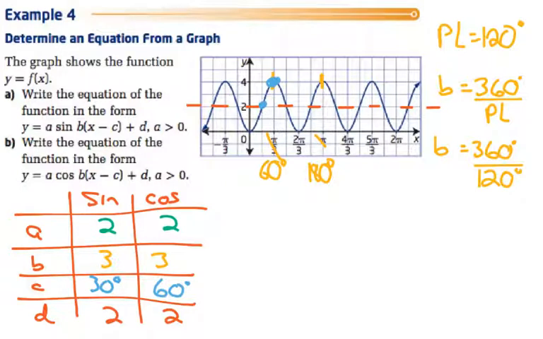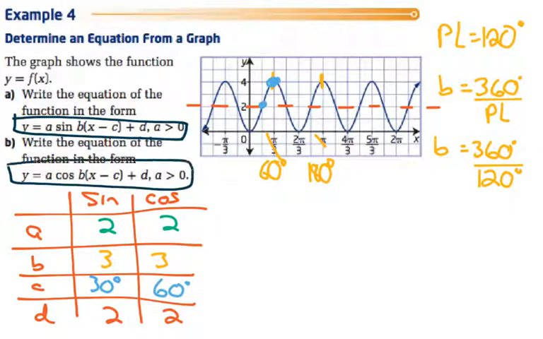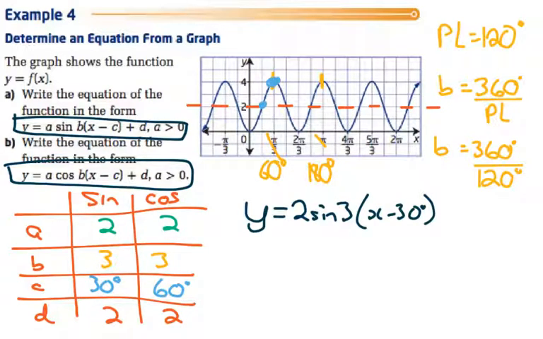The only other thing we need to do is actually fill these values into the equations. We have those in the questions right here. The equations will look very similar. The only difference will be C. So we have y equals 2 sine 3(x minus 30), because it is x minus C in the equation. We've shifted right, so we'll deal with that way, plus 2.